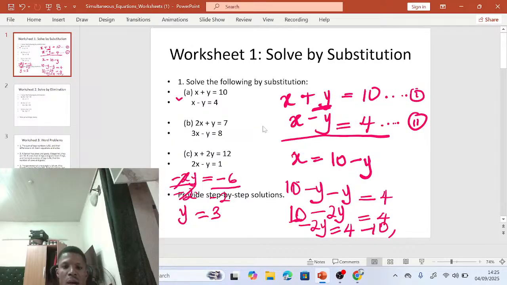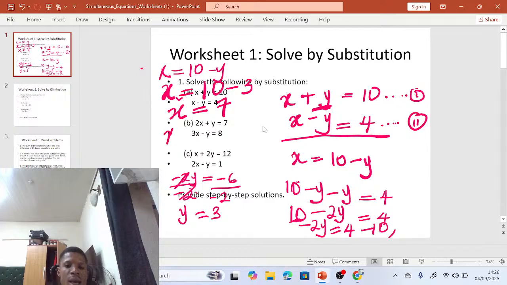Since we've gotten y to be 3, we'll substitute y to be 3. Remember, x is equal to 10 minus y. So our x will be equal to 10 minus 3, which is 7. So our answer is that x is equal to 7 and y is equal to 3.